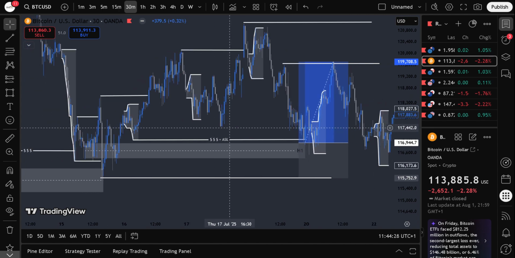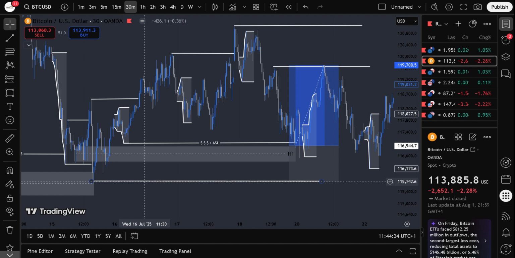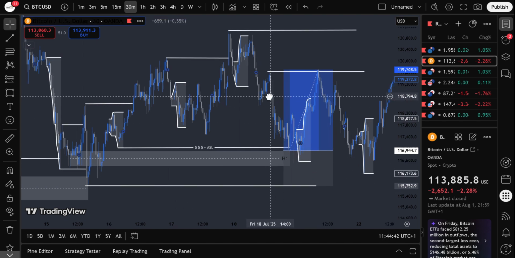So I put a long position over here. The stop loss was the leg of destruction. As you can see, the stop loss was right here. And this was around 2.3R, not the best risk to reward, but it's BTC.